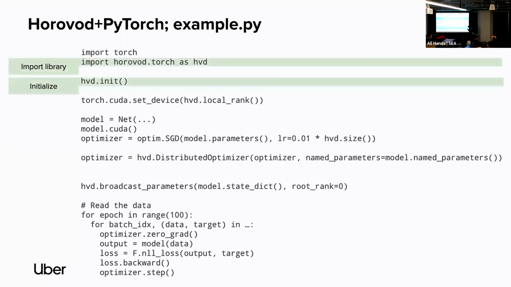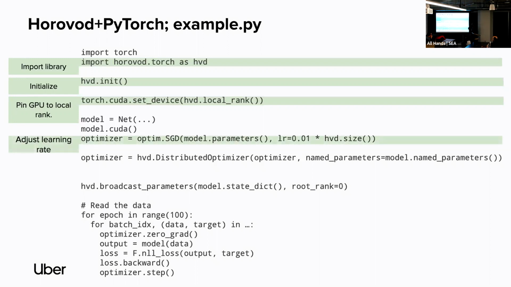So basically, you have to import the library. It's a Python package, and then you have to initialize it, right? This is pretty much standard always. It's as simple as that, you can see. Second, you have to pin the GPU to the rank that's running this script right now. So you query what's your local rank on this host, and then you assign that GPU to this rank. Then you create your network, CUDA, create your optimizer.